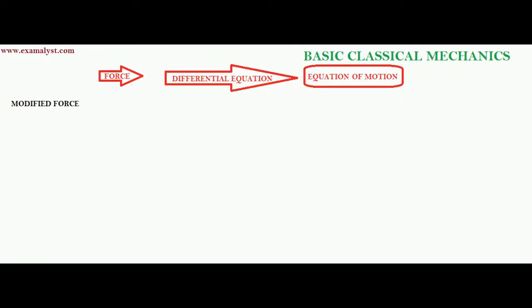This is part 3 of the basic classical mechanics lecture series. So what we have done till now: we learned that if we have a force, say we are dealing with a translational force, then force creates acceleration, that is, F = ma. Then we get a differential equation from this force, and this differential equation gives us an equation of motion. We have dealt with this thing a lot of times in our previous lectures.